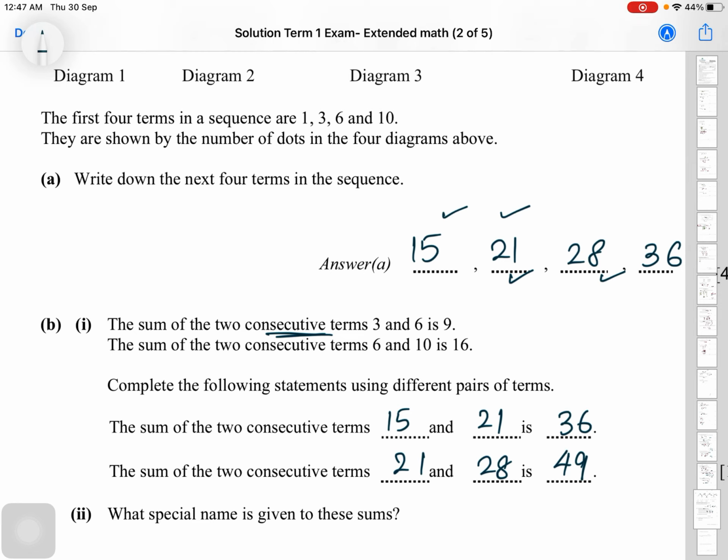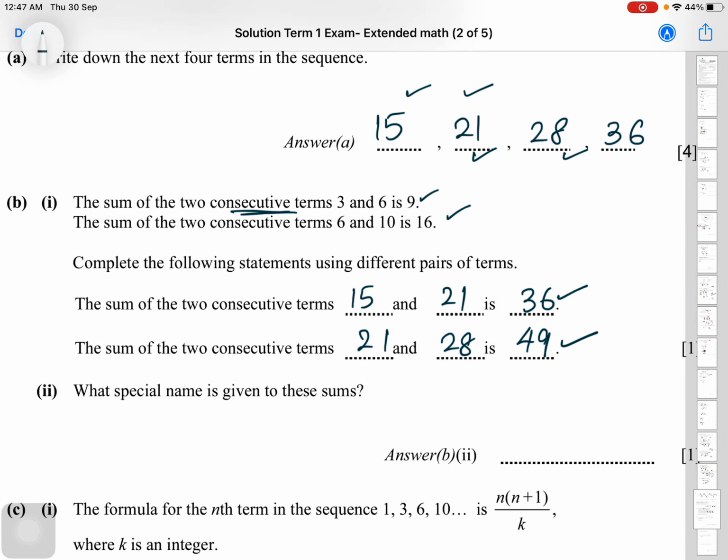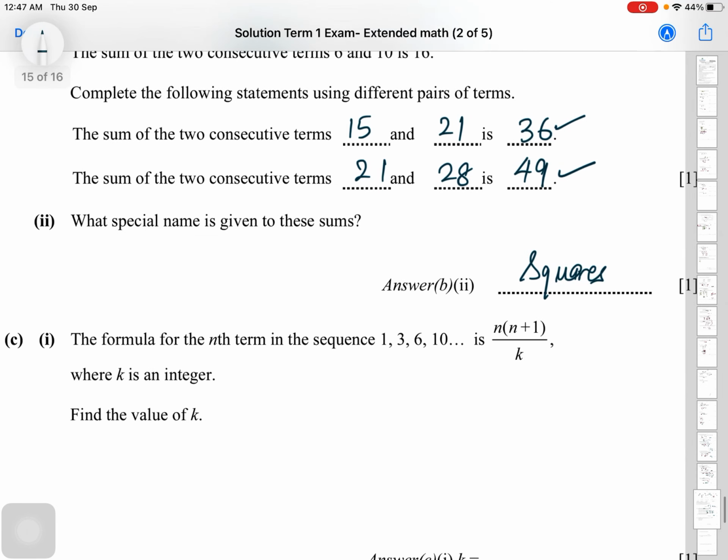What special name is given to these sums? So the sum was 9, 16, 36, 49. You're right, they are squares. The formula for the nth term of the sequence, the same sequence they are talking about, is n into n plus 1 by k, where k is an integer. Find the value of k.